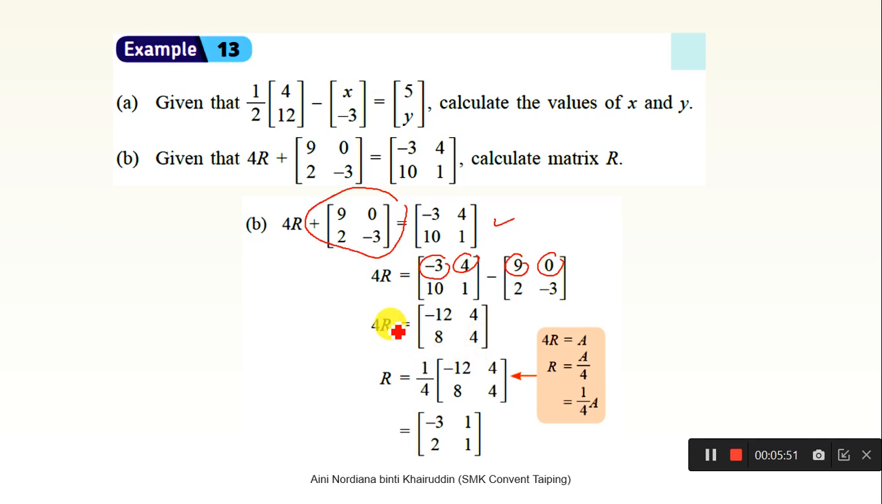So in order to get the matrix R, this is 4. So when you transfer to this side, it becomes 1 over 4. So 1 over 4 times all the elements of this matrix. So 1 over 4 times negative 12 is negative 3. 1 over 4 times 4 is 1. So do the same thing for the other elements. So this is the answer for matrix R.